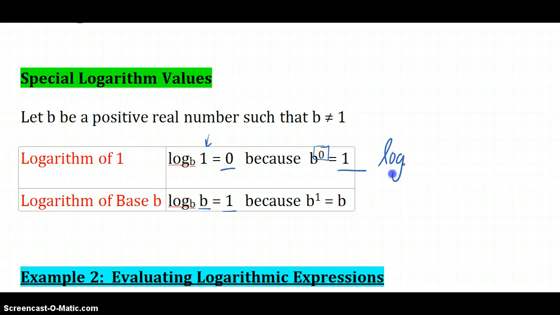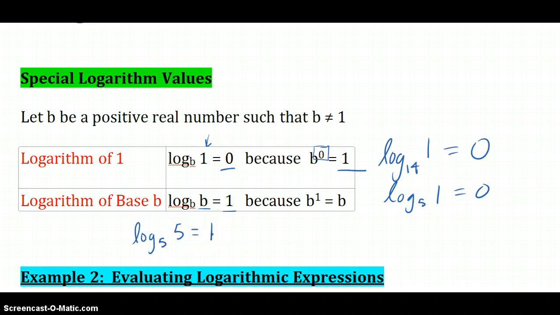So if you have the log base 14 of 1, and they ask you to evaluate that, the answer is 0, because any log of 1 is 0, no matter what the base is. Log base 5 of 1 is going to equal 0. Log of 1 always equals 0. Now look at the other rule. If you have log base 5 of 5, your answer is going to be 1. Anything that you're taking the log of, if you have the same base, it equals 1. So if you have log base 72 of 72, the answer is 1. That's how those rules work.